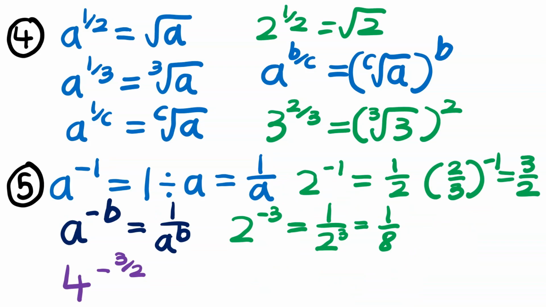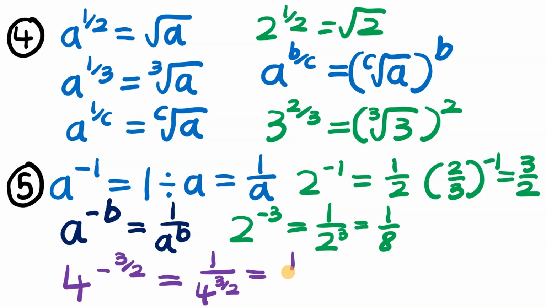Where this can get a bit complicated is when we have both a negative and a fraction power. So for example, if we have 4 to the power of minus 3 over 2. The way that I would advise you to approach this is just to take it slowly and step by step, okay? So we have this minus here, so this means this is going to be 1 over 4, and we have this 3 over 2 here. This is the equivalent of the b in a to the power of minus b, so this is now going to be the power of 4, this 3 over 2.